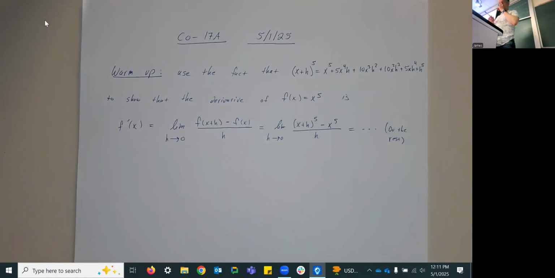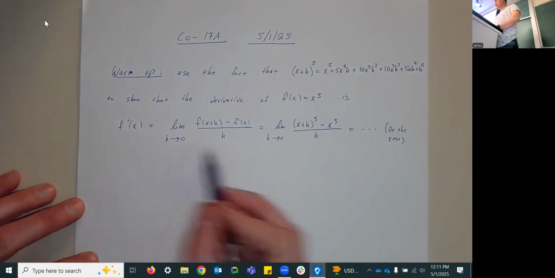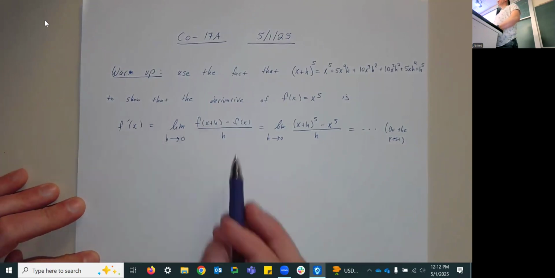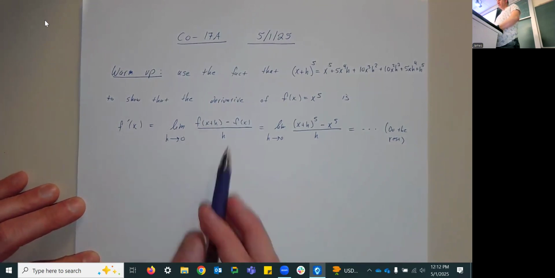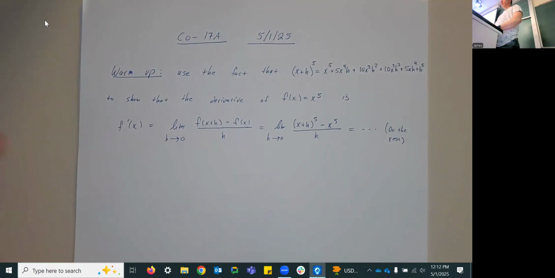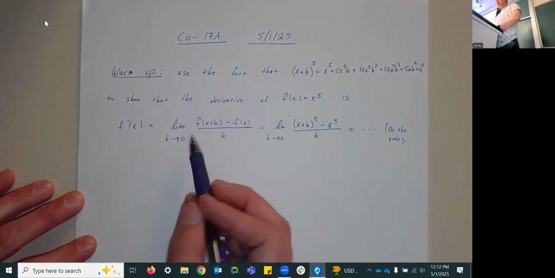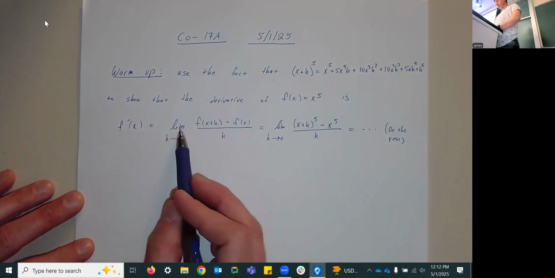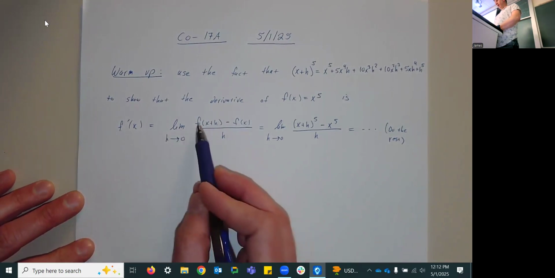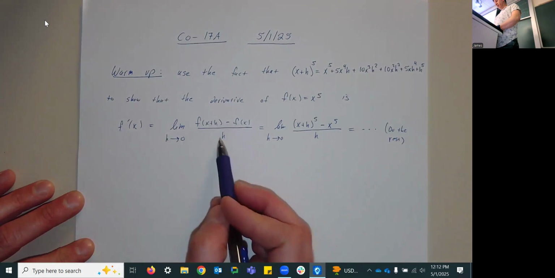All right, let's go ahead and finish this problem. So we're trying to find the derivative of x to the fifth as a function. We're using the limit definition, which is pretty much always the same. And yes, there are variations of this, but if I had to remember one of them, this is the way I would choose to remember it: that the derivative of a function is equal to the limit as h approaches 0 of f of x plus h minus f of x divided by h.